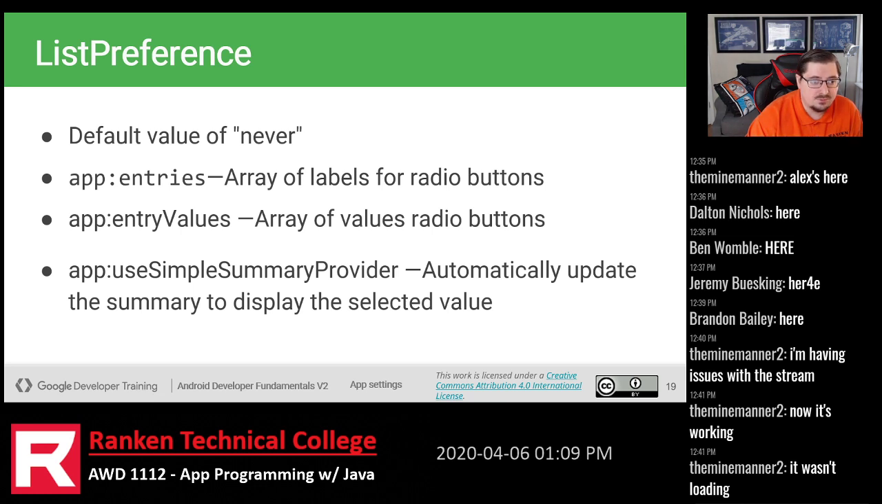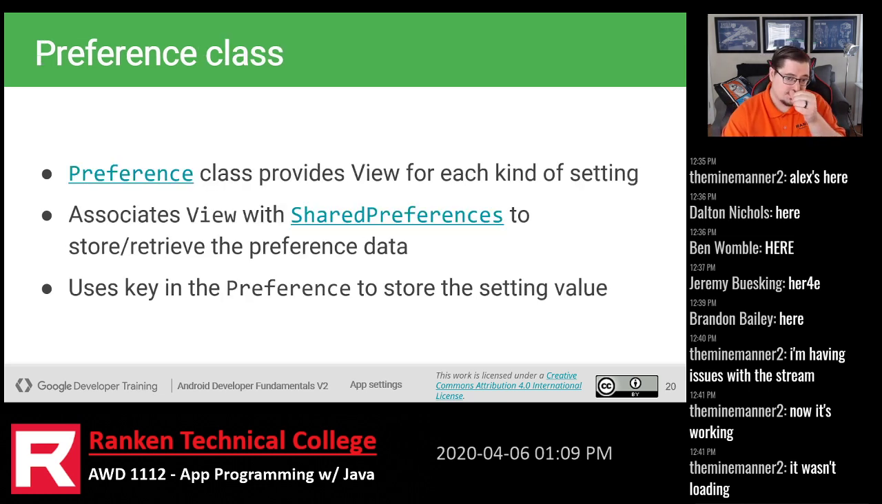So list preference, we talked about, hey, the default value is set to never. Entries are the values, the labels of the radio buttons that they're going to see. Entry values is the actual value, quote unquote, that we're going to save that's behind those radio buttons. And then simple summary provider is going to automatically update that summary. Okay, so the preference class is kind of the base for all of these different kinds of settings. In fact, preference is also the base for preference category. So preference category is technically a preference as well.